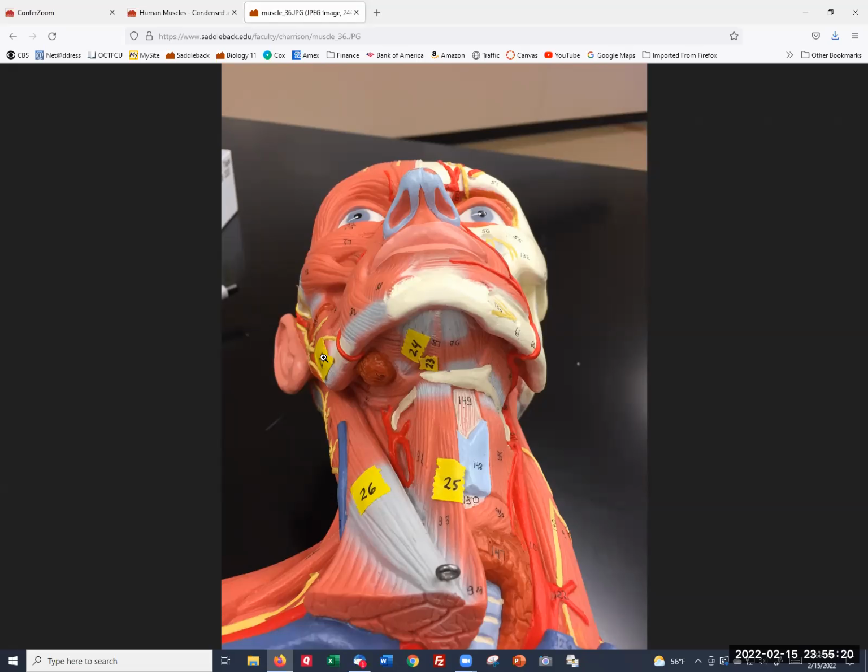The masseter is still on the side. Mylohyoideus, digastricus, sternohyoideus, sternomastoideus.